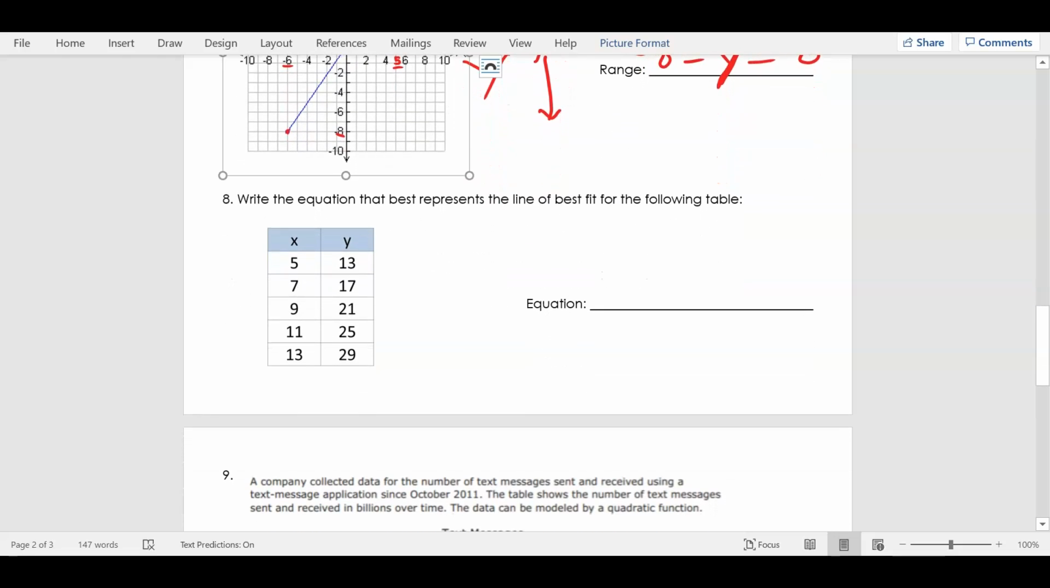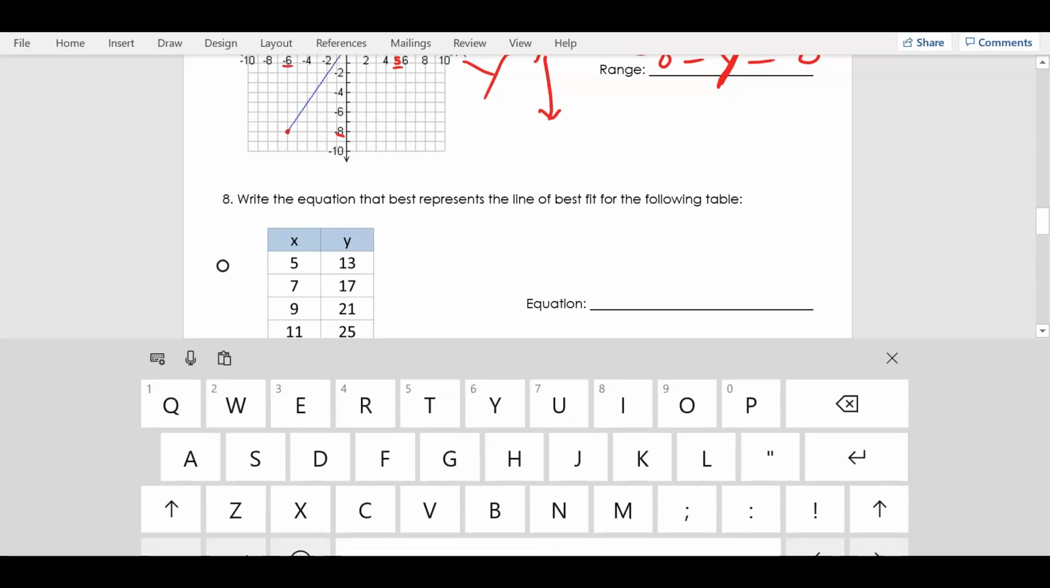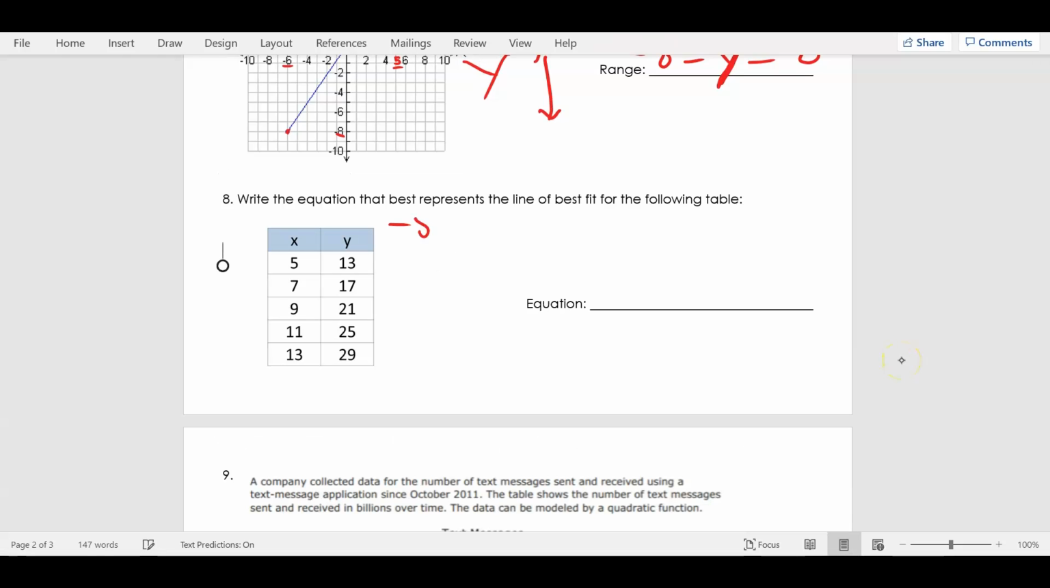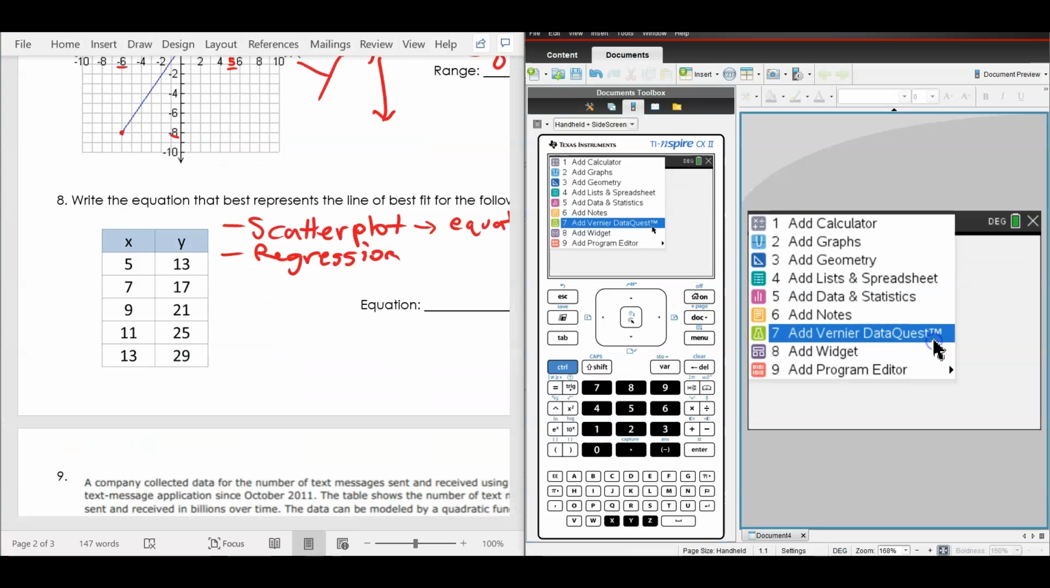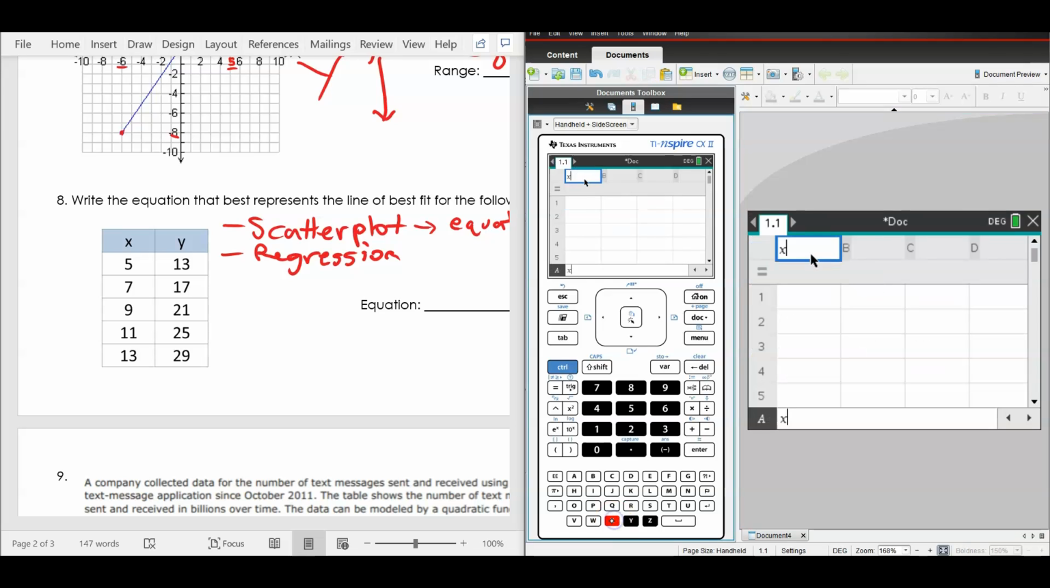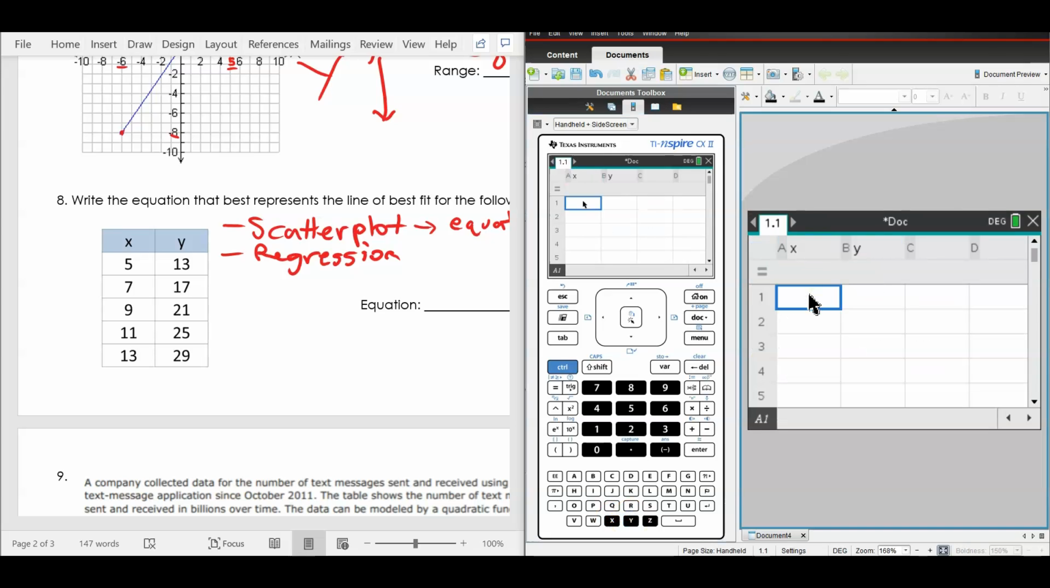On number 8, we want to write the equation that best represents the line of best fit for the following table. So what we need to do is do a scatter plot and then do the regression based on what the equation is. So scatter plot, then it gives you the equation, and once you get the equation, you can get the regression. So let's do that. Let's go to our new document, number 4 for spreadsheets. Remember, X and Y have to be at the top, and then we fill in this table.